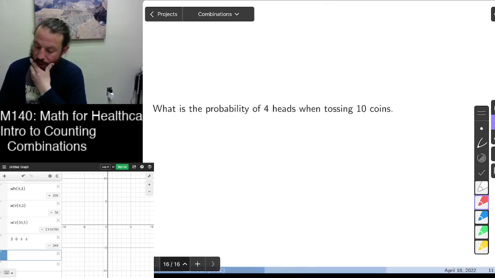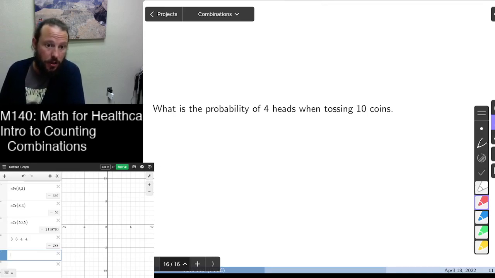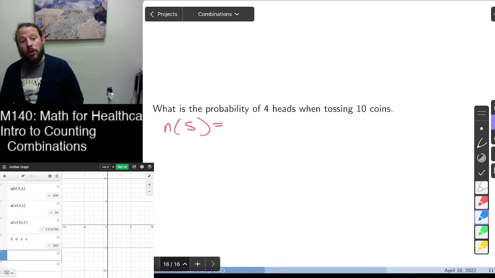Okay. Lastly, what's the probability of 4 heads when tossing 10 coins? Now this is kind of a preview of what's coming in the next section. But here, first of all, whenever we're doing probability tossing coins, the first thing we want to do is find the size of the sample space. And since we're counting, just like in the previous unit, we want to make sure we have equally likely outcomes. We do that by thinking of it as ordered.